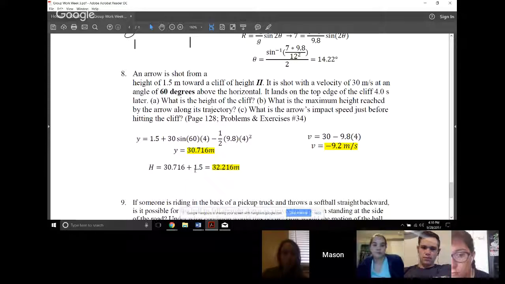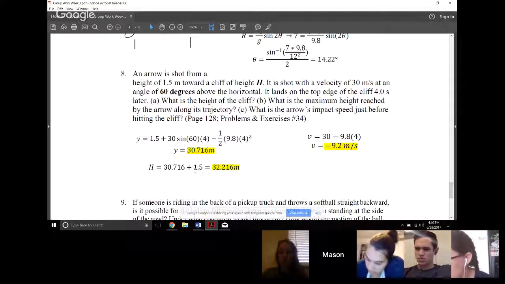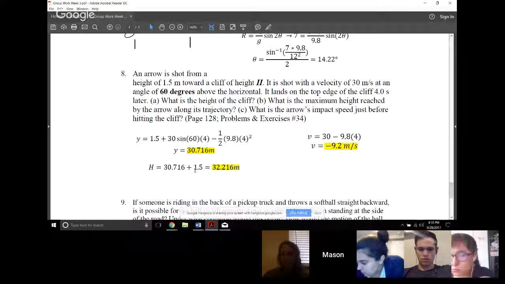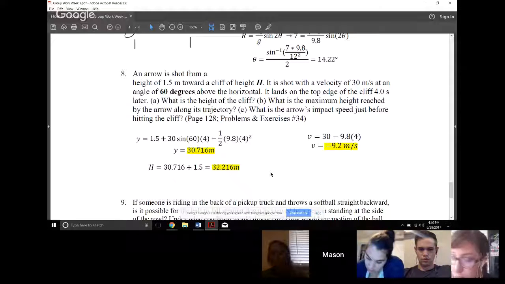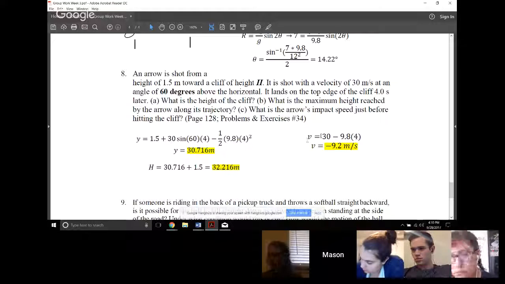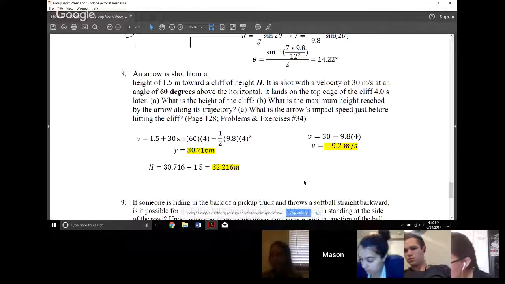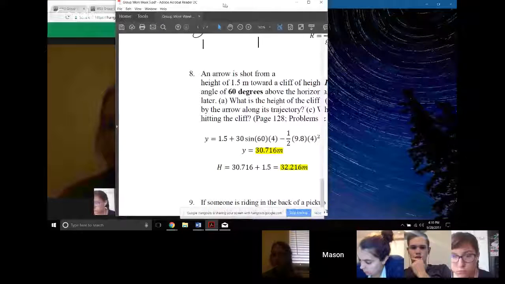And then the guy's standing on a 1.5 meter step thing. So I figured the trajectory should be from where he's standing to the top, because the arrow hit the top, and then you just have to add the 1.5 to get the whole cliff height. And then I did the same thing for the velocity. I just found the equation that worked for it and got the ending velocity, negative 9.2 meters a second. But I could have completely done that wrong. I don't know. That looks right.